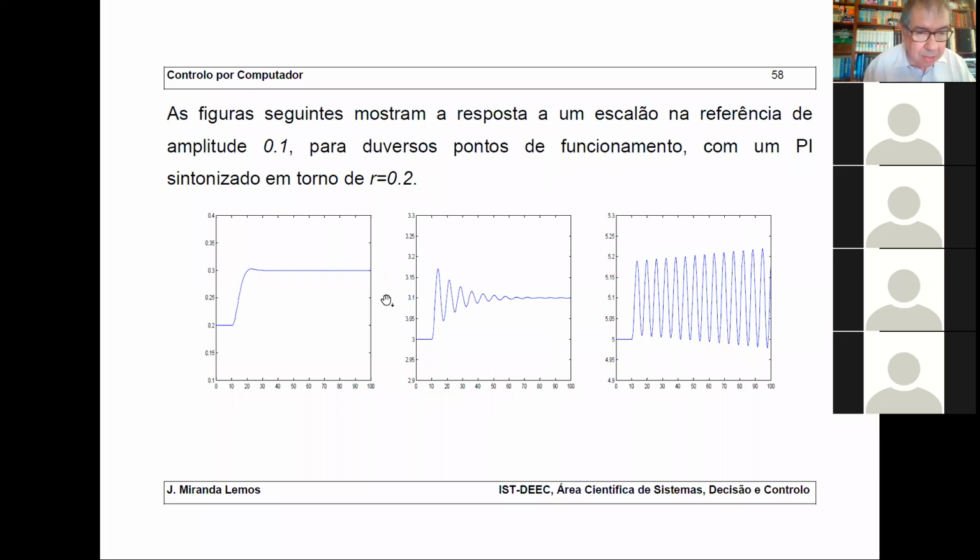Now, so we have this problem. And this problem means that if you are working in one region around 0.2, everything is okay. But if you are working in other regions, you should have used another tuning of the controller. Now, how can we do this? You can do it in 2 ways. One way is we have a table.